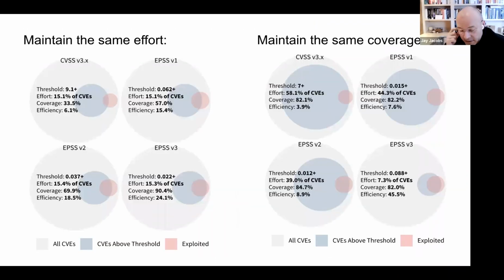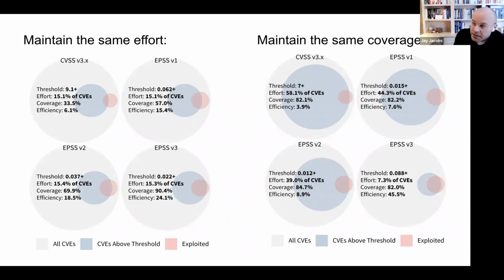But when we look at the evolution of EPSS, this current release that we just did a week ago was for V3. You can see on the left, these are the same plots as before, where if you do a CVSS 3 threshold of 9.1 and above, we want to maintain that same level of effort. So that's about 15% of CVEs being remediated at CVSS 9 and above. If we keep that blue circle the same, you can see as we go through the evolutions of EPSS, when you get to V3, the blue circle is about the same size, but it's covering a lot more of the red. So you're a lot more efficient.